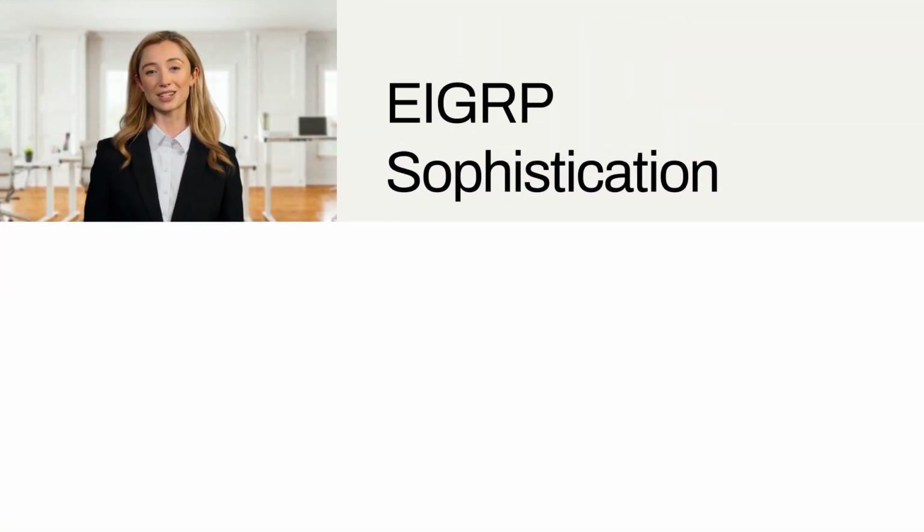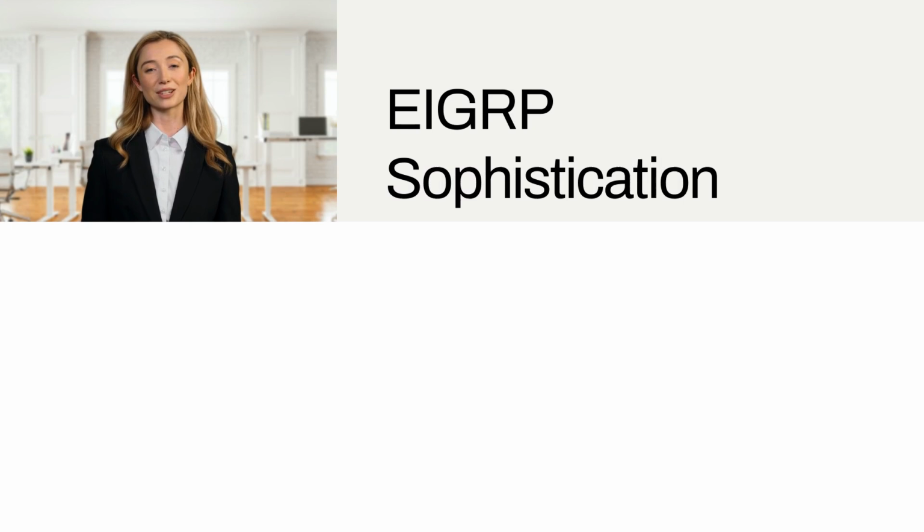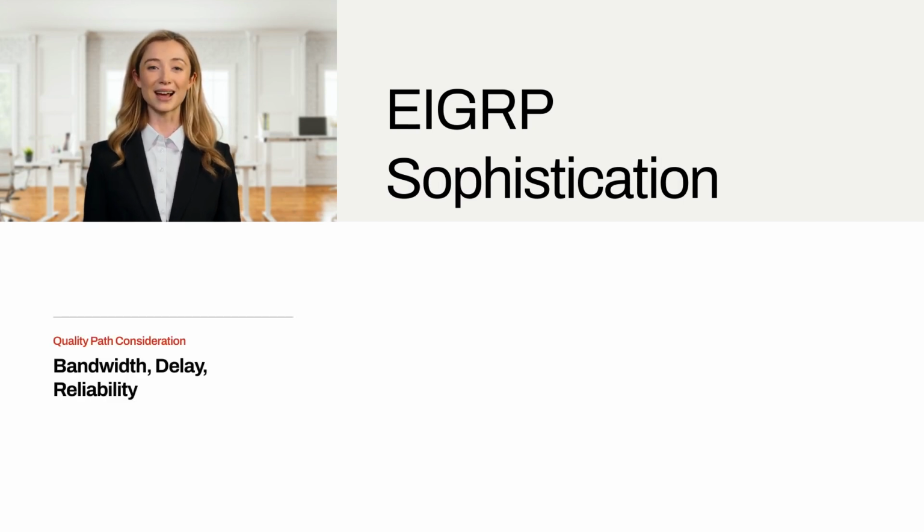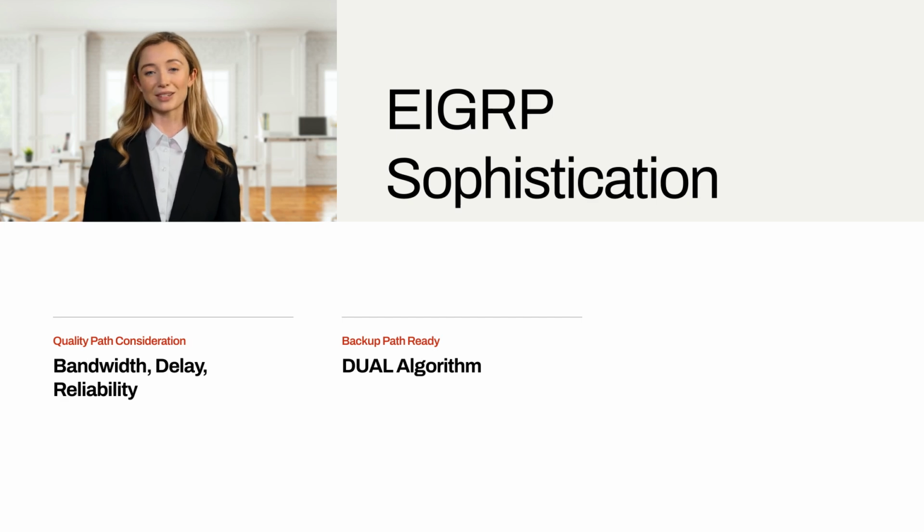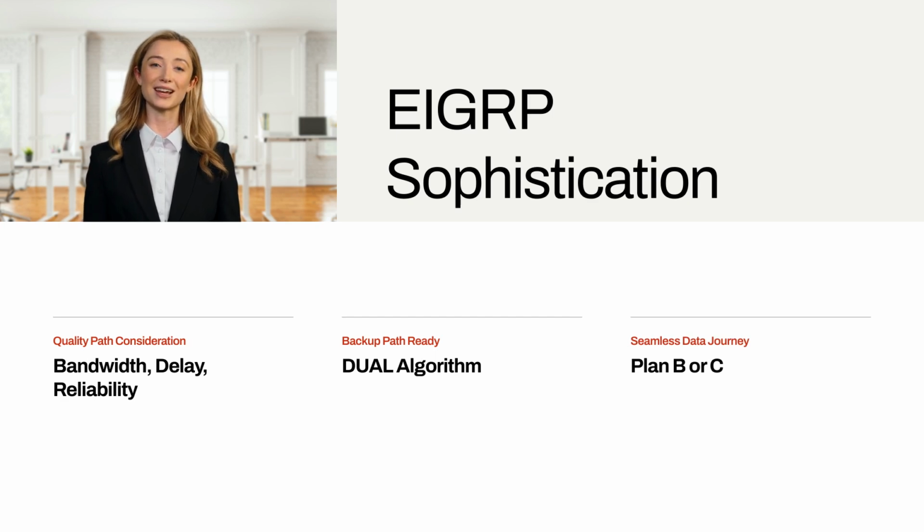EIGRP adds another layer of sophistication. It doesn't just look for the shortest path, it considers the quality of the path, including bandwidth, delay, reliability, load, cost of the link, and even historical data usage patterns. EIGRP employs the diffusing update algorithm, DUAL, which ensures that if one path fails, there's already a calculated backup path ready to take over, much like having an alternate route pre-planned for when a road is closed. This foresight can be the difference between a seamless data journey and a network congestion nightmare, ensuring there's always a plan B or even C.